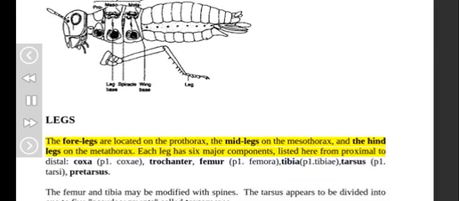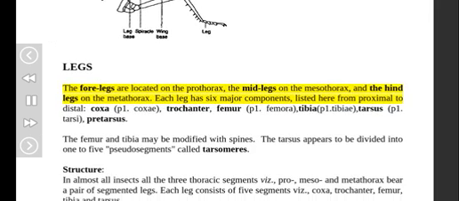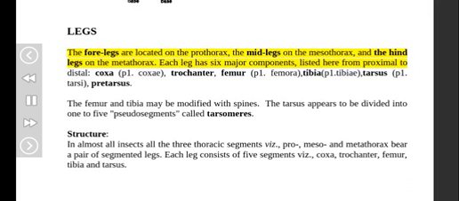Each leg has 6 major components, listed here from proximal to distal: coxa (plural coxae), trochanter, femur (plural femora), tibia (plural tibiae), tarsus (plural tarsi), and pretarsus. The femur and tibia may be modified with spines. The tarsus appears to be divided into 1 to 5 pseudosegments, called tarsomeres.